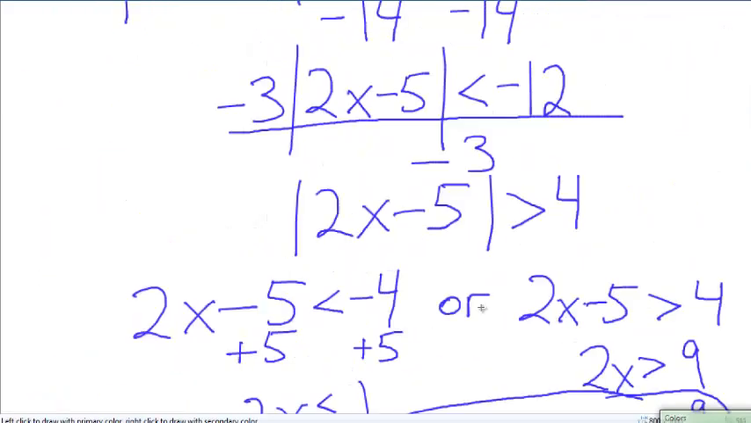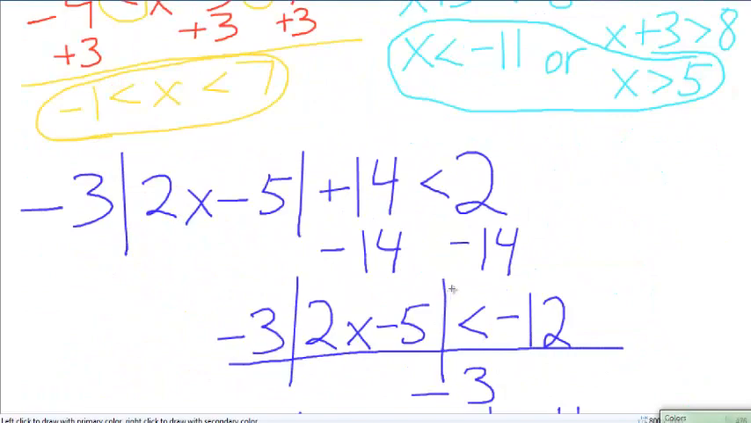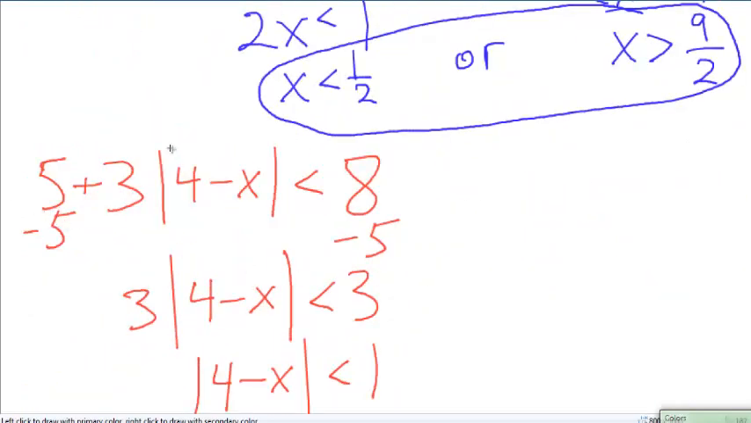Remember to be careful with these. Do not add 5 plus 3. It's not 5 plus 3. It's 5 plus 3 times this whole thing. We can't add the 5 and the 3 to start with.